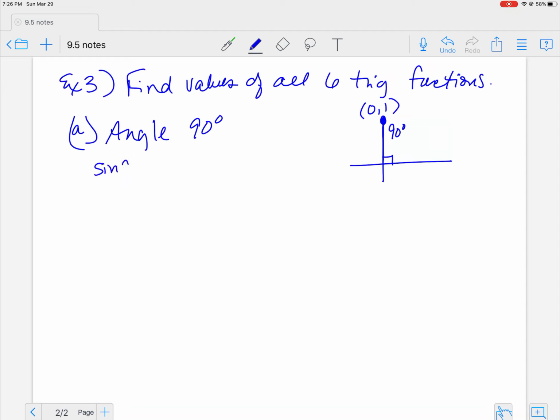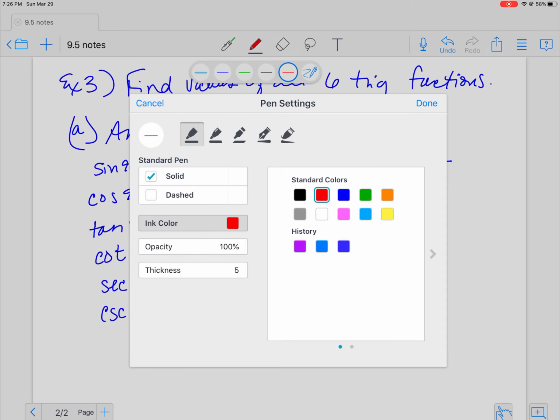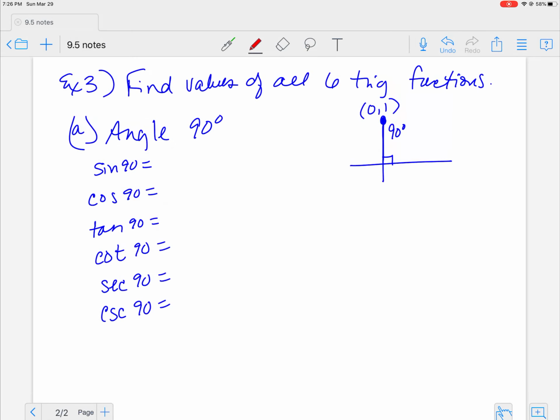And we're going to make the assumption that this is on the unit circle. When we have something like this, it's always just the assumption of the unit circle. All right? Okay. So, if I'm having sine of 90, cosine of 90, tangent of 90, what else do we have? Cotangent, secant, and cosecant.